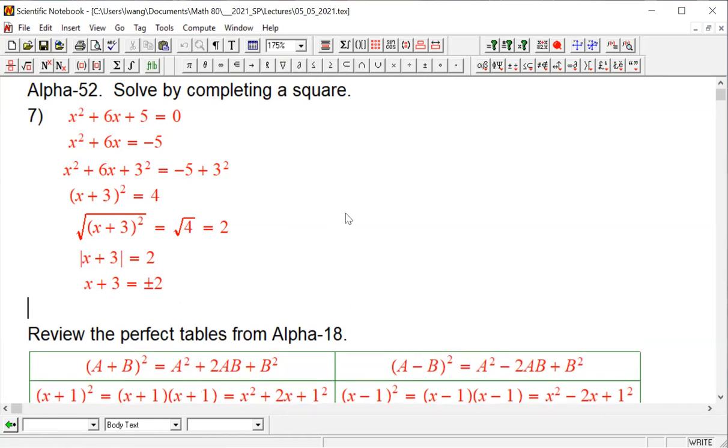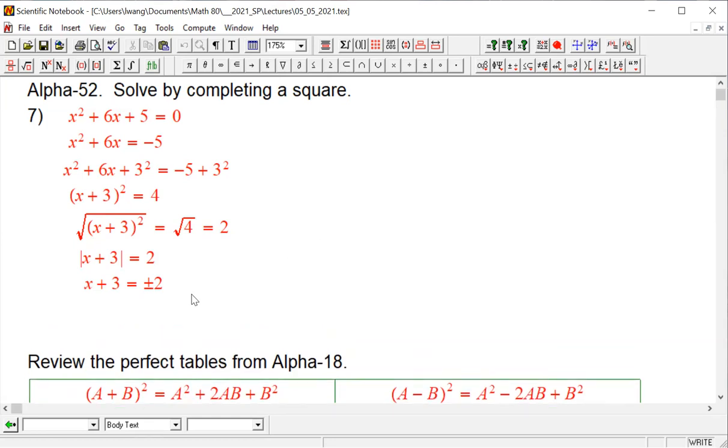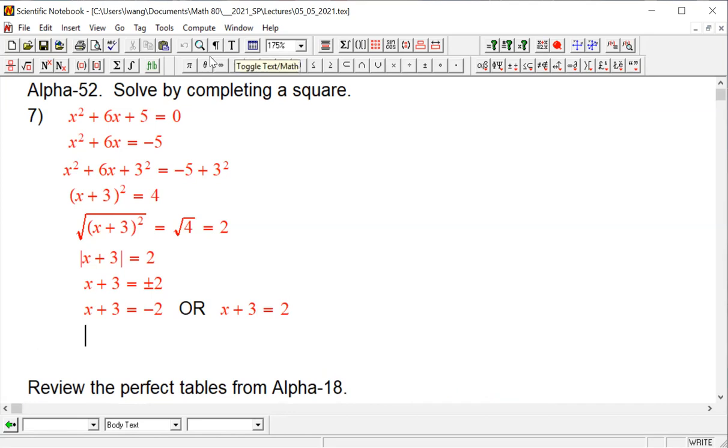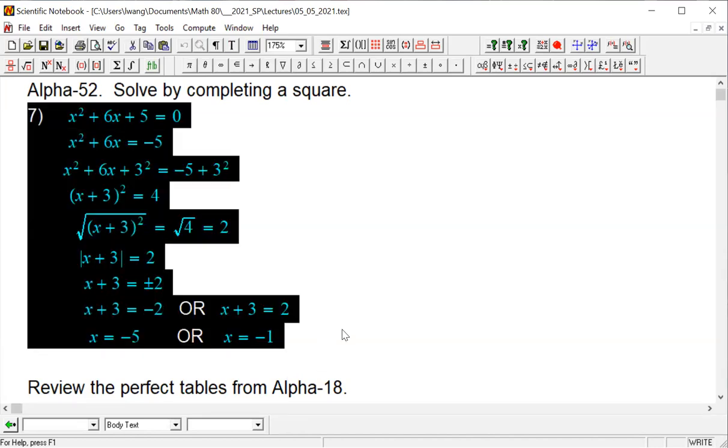We got some pretty nice and neat numbers here, so we can separate them. x plus 3 equals -2, or x plus 3 equals +2. In the end, we get two solutions, and these solutions are pretty pleasant: x equals -5, or x equals -1. You guys see that? This is the whole of this question.